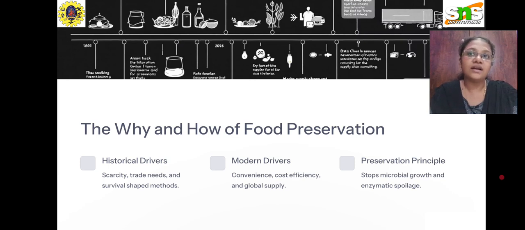And many export oriented purposes are now served by the food industry. They are not only targeting the cost, but also making it possible to supply globally. The main principle behind preservation is that it stops enzymatic spoilage and the growth of microorganisms within the food. So this is the basic thing.